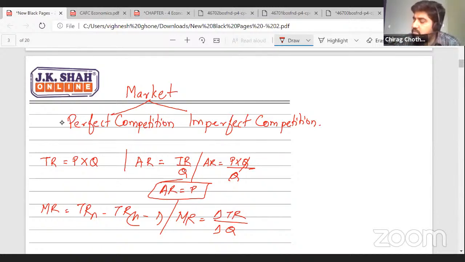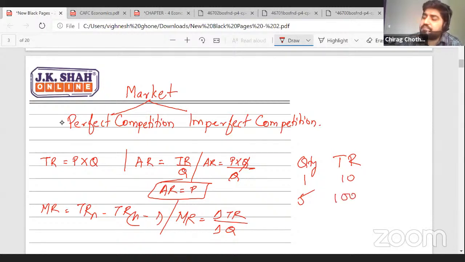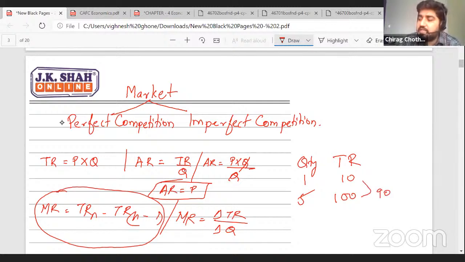See, let me help you with one small example. Let me take quantity 1 and 5, and let me take here TR, total revenue. Let's suppose here it was 10 and here it is 100. Now friends, if I go by this formula TRn minus TRn minus 1, what will be my marginal revenue? I will be getting 90. Well, this 90 is wrong. Why? Because if you notice, there is a change in quantity from 1 to 5. So ideally you should be applying the formula MR is equal to delta TR upon delta Q.